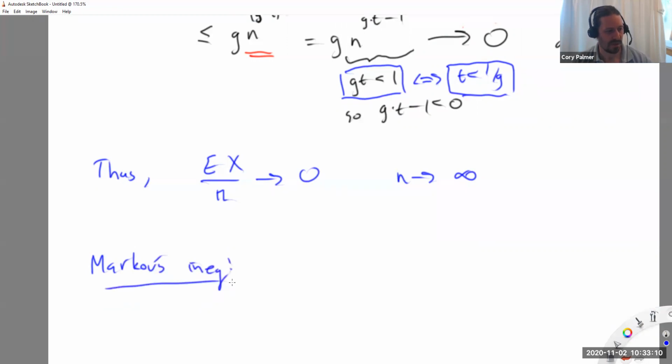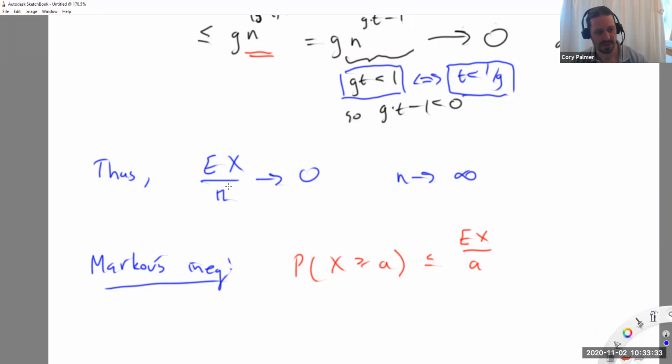Okay, if you haven't seen Markov's inequality before, that's fine. It's not something I expect you to know, but it says the following: the probability of a random variable x exceeding a is bounded above by the expectation of x divided by a. That's Markov's inequality.